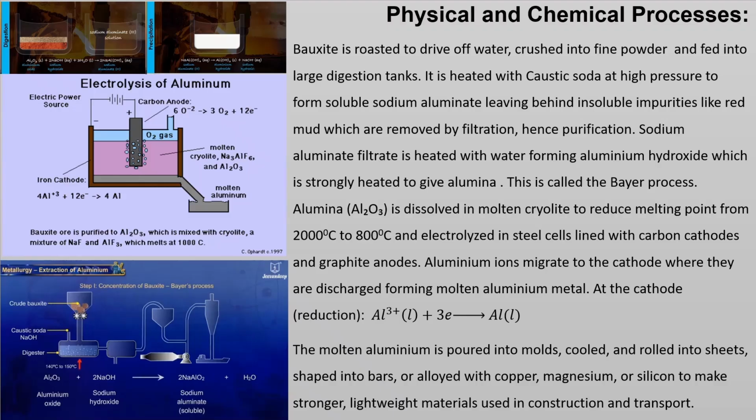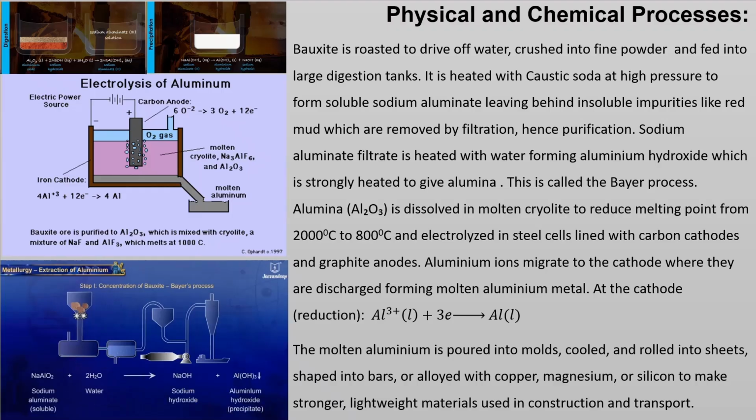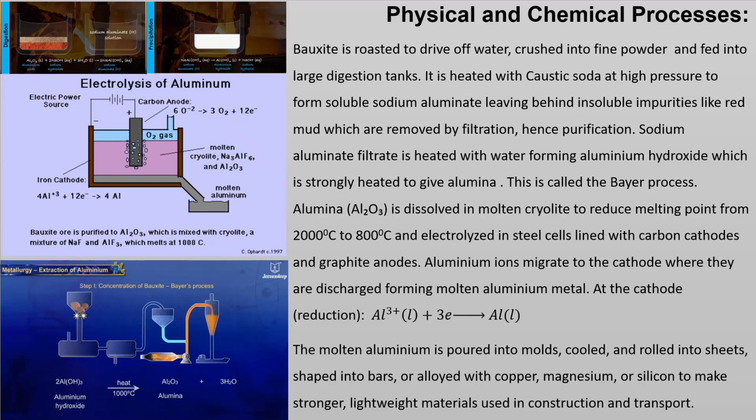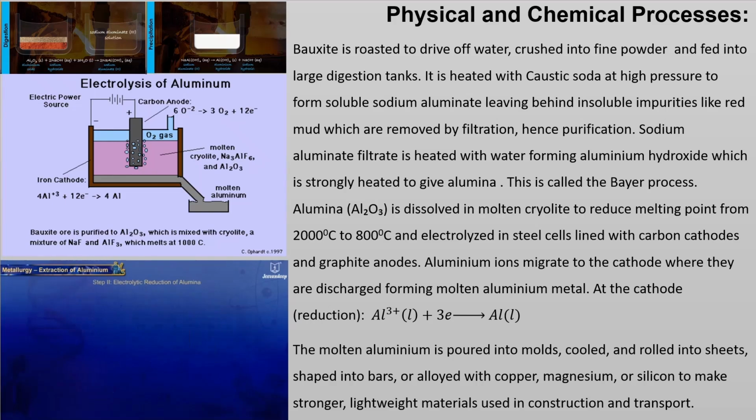As you are seeing in the left bottom there, the process is taking place. Bauxite is roasted to drive off water, crushed into fine powder and fed into the large digestion tanks. It is heated with caustic soda at high pressure to form soluble sodium aluminate, leaving behind insoluble impurities like red mud, which are filtered off. That is the purification. Sodium aluminate filtrate is heated with water, forming aluminium hydroxide, which is strongly heated to give alumina or aluminium oxide. That whole process of concentration is the Bayer process.